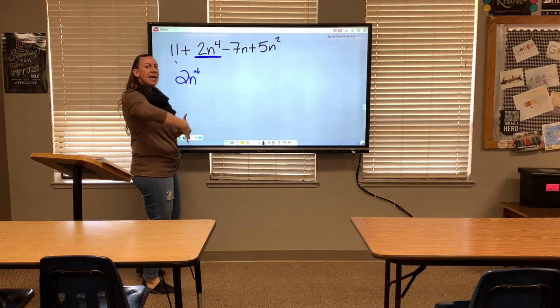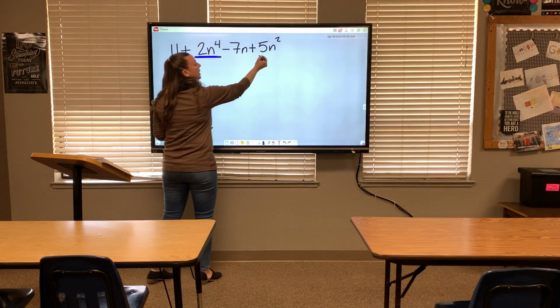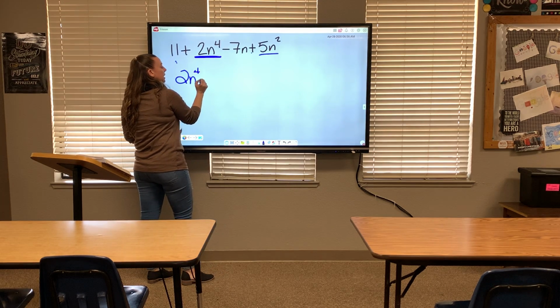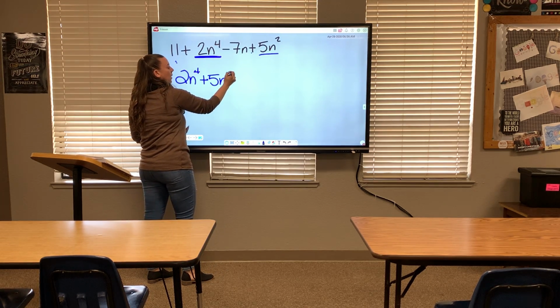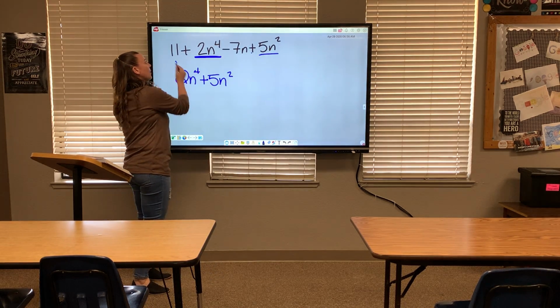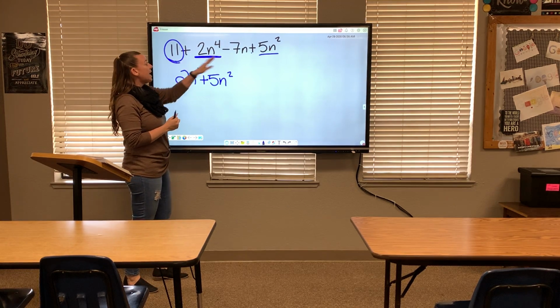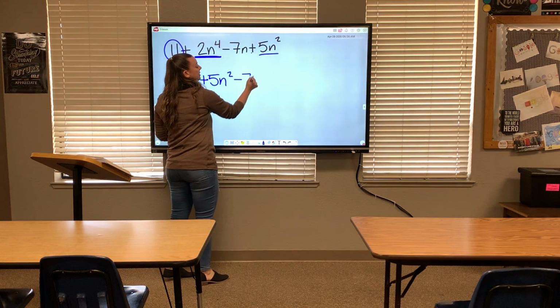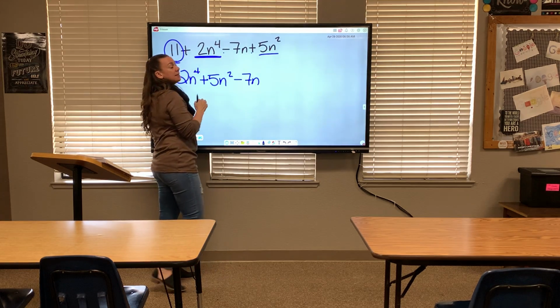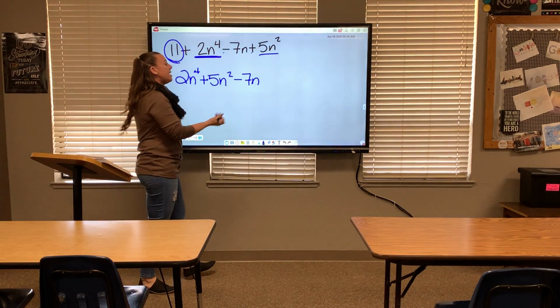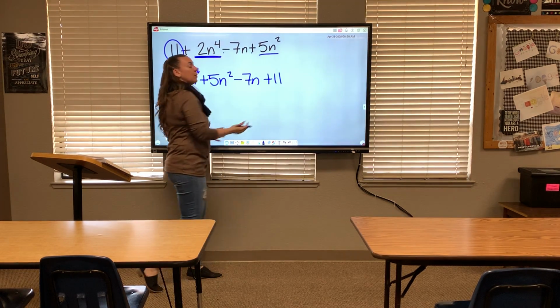And then I go to my next highest exponent, which is squared, and it's plus 5n squared. Then I still remember my constant. I want that to be my last term, so that's going to go at the end. So I want to stick with my minus 7n. Don't forget that this minus sign goes with that. And then plus 11.